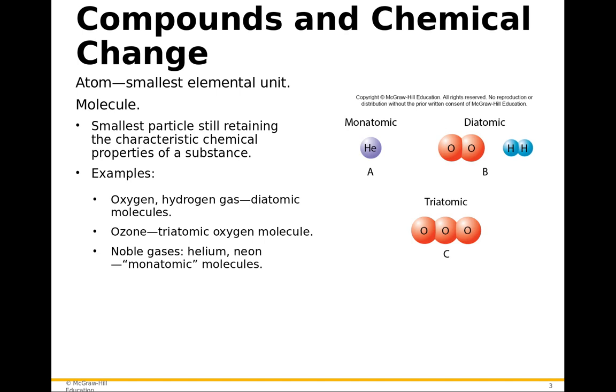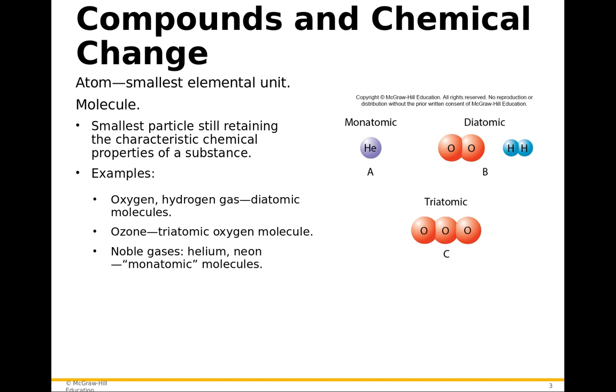So we're looking at the atom as the smallest elemental unit, and then we have what we call a molecule. A molecule is the smallest particle still retaining the characteristic chemical properties of a substance. What that means is that we're going to take that substance and divide it down as small as we can and still retain the characteristics of that chemical.